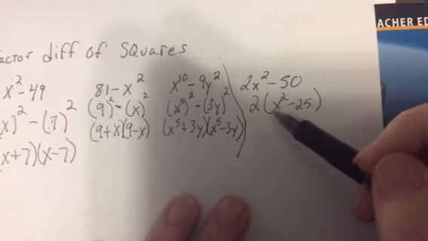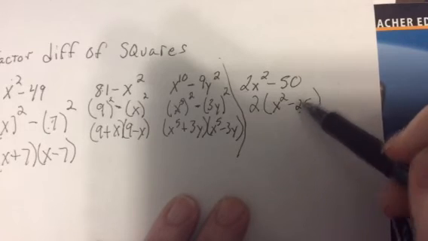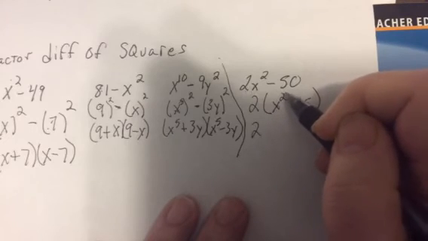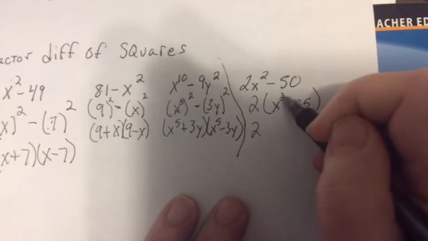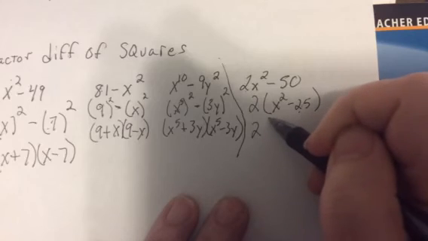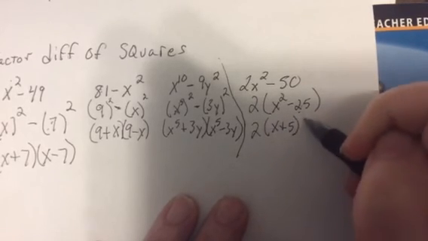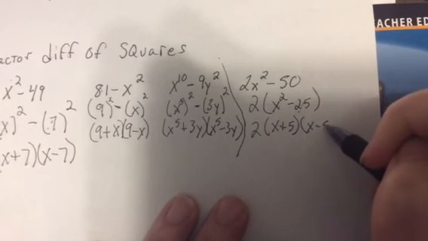But can I factor this up? Well, that's 2 terms, so we look for difference of squares. Well, x squared is a square. I mean, it's in the name. 25 is 5 squared. So it'd be x plus 5, x minus 5.